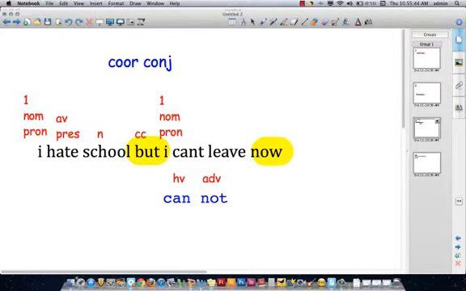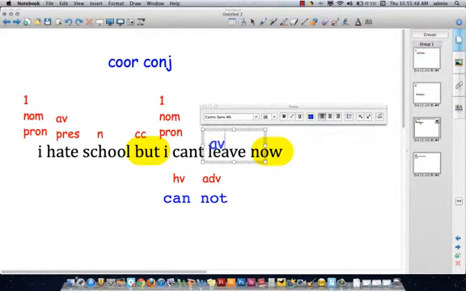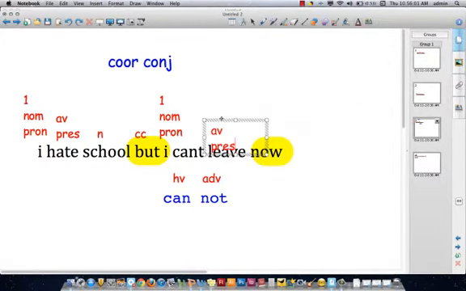And then leave is an action verb because it's the action of leaving. And your tense is present tense. And that's for cannot put together as a verb phrase. So you only need to write present one time there. If you wrote present both times, that was totally fine, no problem.